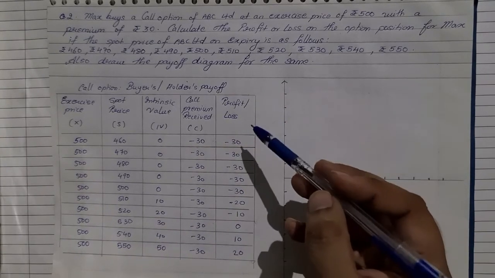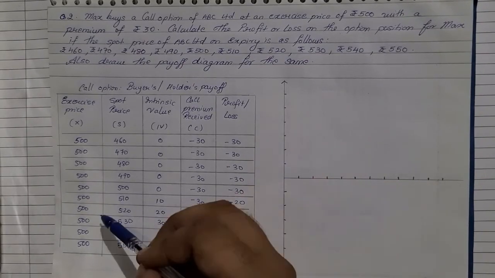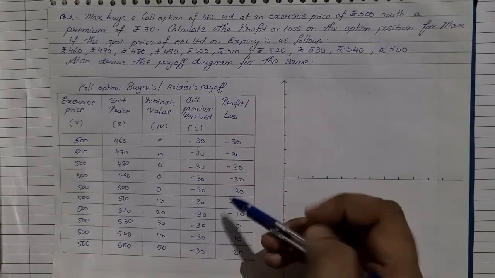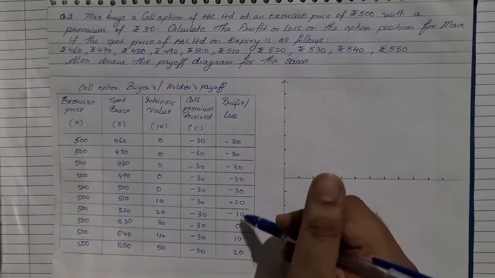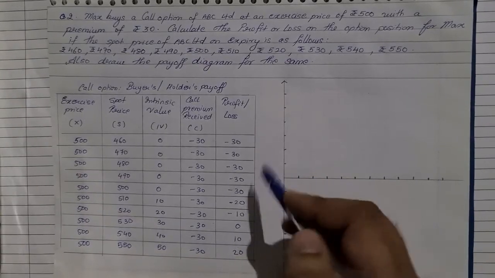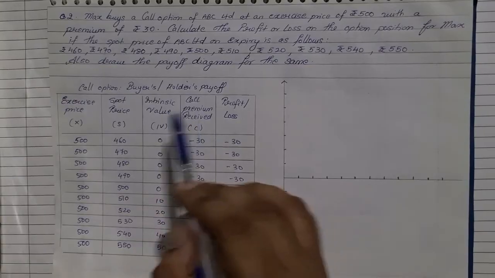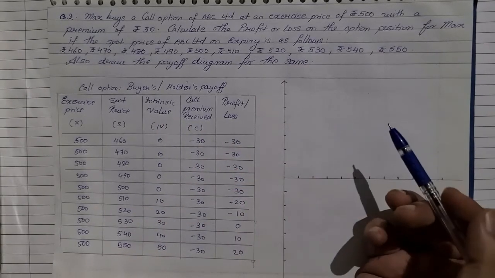So our profit and loss is negative 30 all the way up to the point where spot and exercise are the same. Thereafter the profit and loss changes, so it becomes negative 20, negative 10, 0, 10 and 20. So this is how we have to create the call option buyer's payoff table. Now let us see the same thing, how we put it into graphical format.